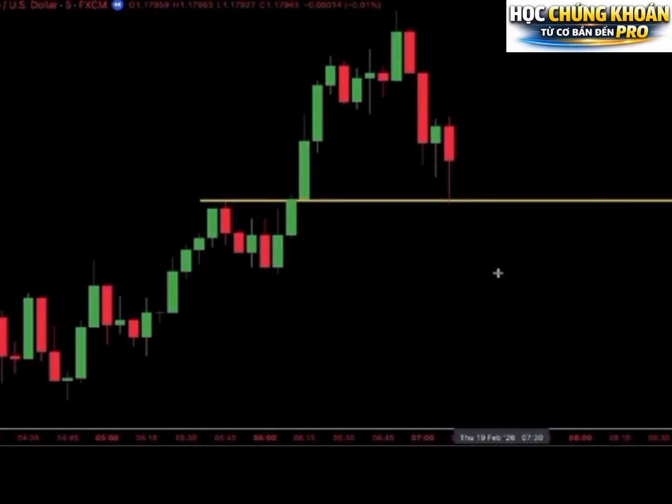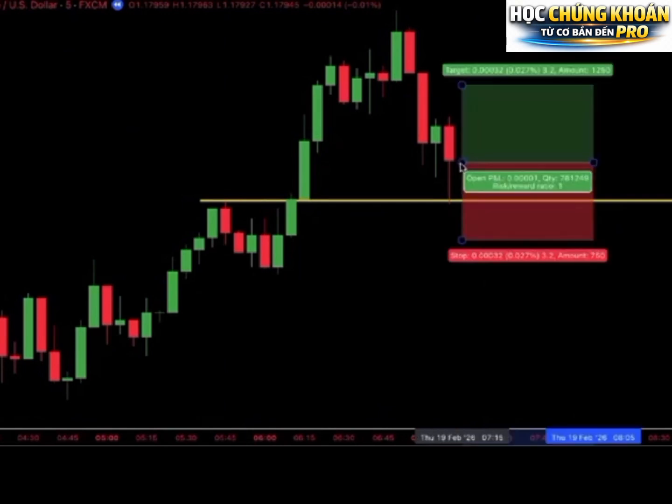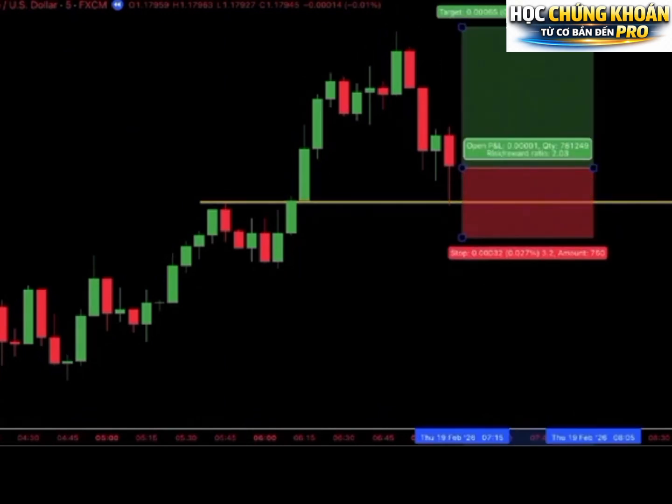Now we switch back to the 5-minute chart to execute the trade. We place our entry at the close of the tailed bar, set our stop loss below the support level to protect our position, and target the next key level on the chart. And as you can see, after entering the trade, the market continues moving upward and reaches the target.